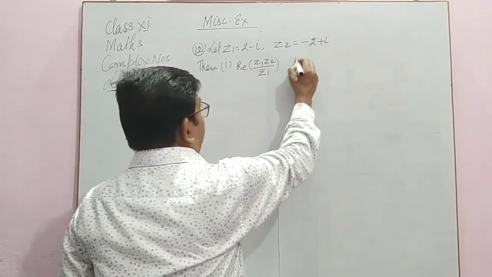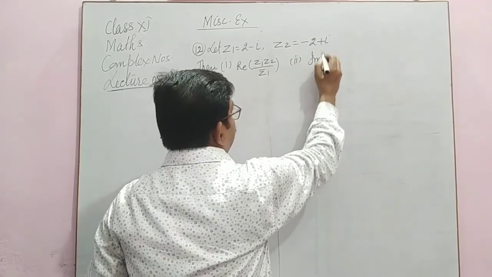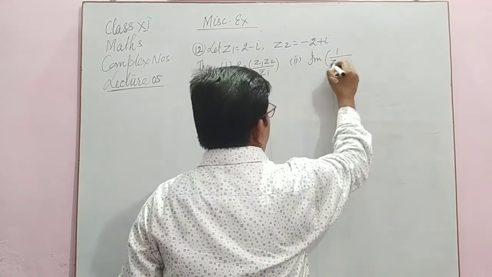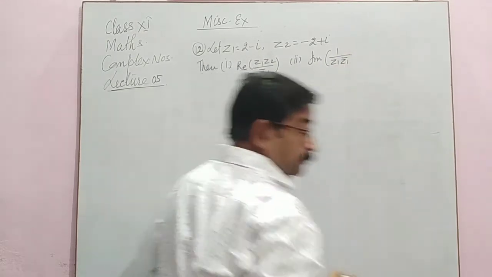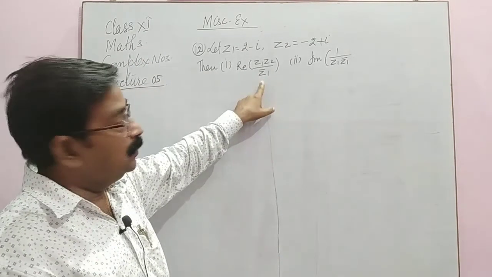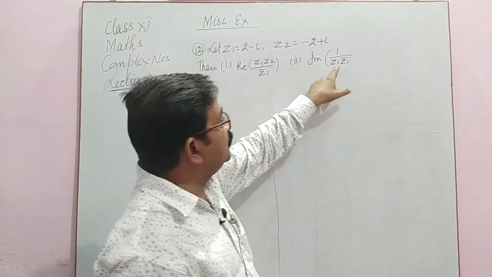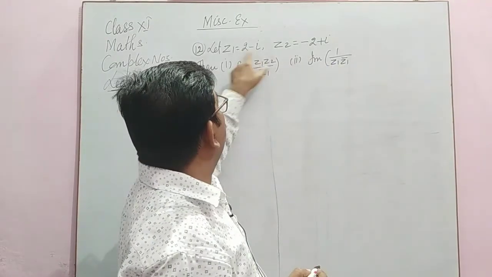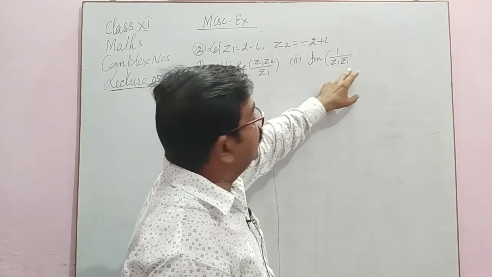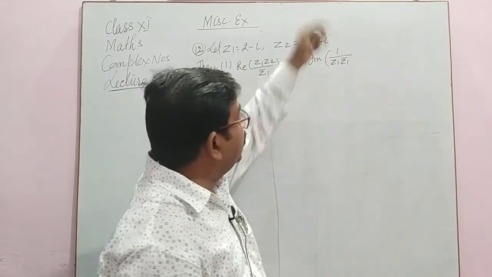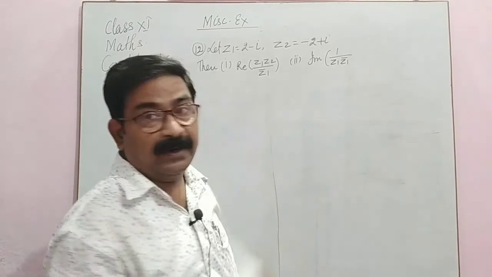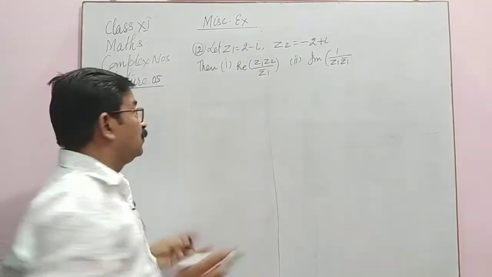The second part is given: imaginary part of 1 upon z1 bar. You know bar means conjugate. Here you have to find z1, that is 2 − i, and its conjugate is 2 + i. So multiply z1 and z1 bar, get its reciprocal, and after that simplify to get the imaginary part. I am solving the first part only, the second part you will solve yourself.